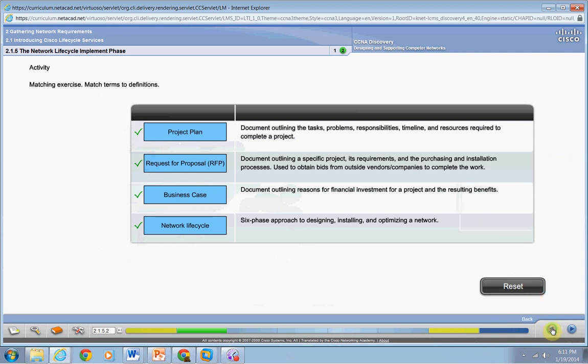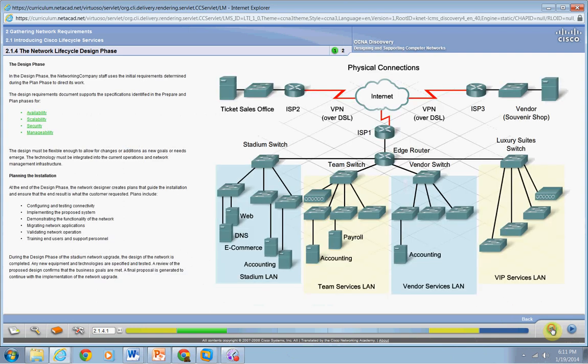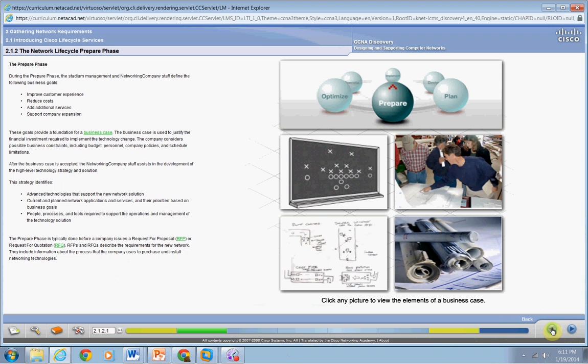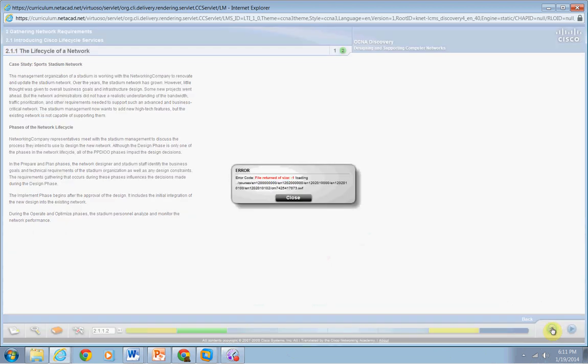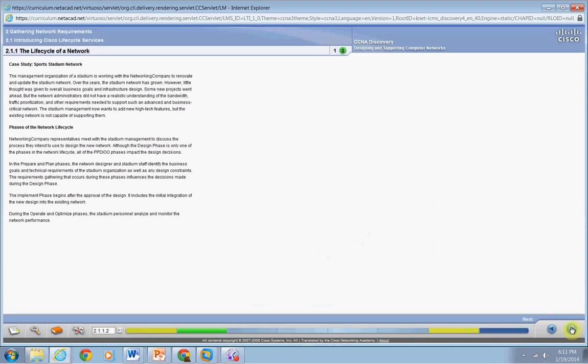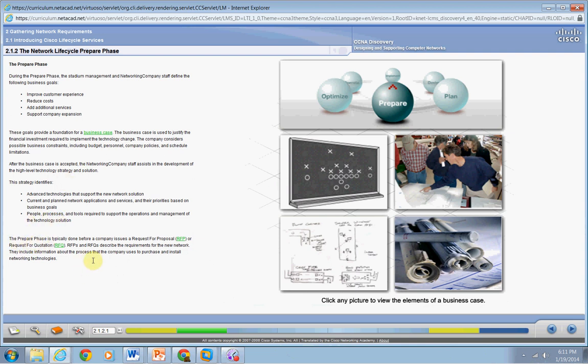Alrighty, let's go back a few pages to where I forgot to talk about something. Right here, the prepare phase is typically done before a company issues what they call a request for proposal, an RFP, or a request for quotation, an RFQ. The customer that wants the redesign of the network puts these requests out, and they pretty much say, this is what I want to do. And they're pretty detailed.